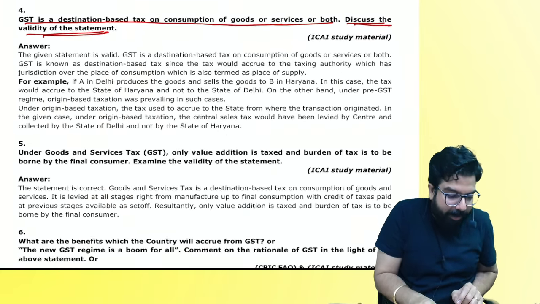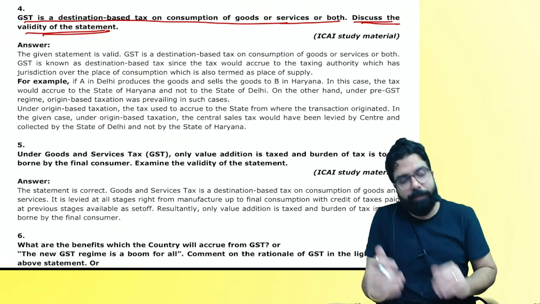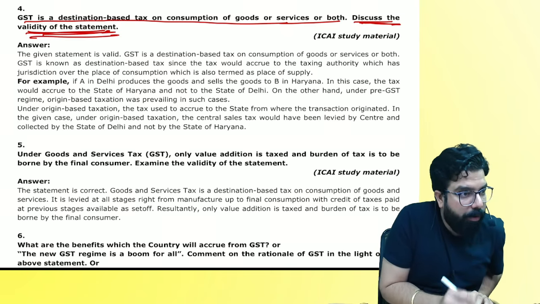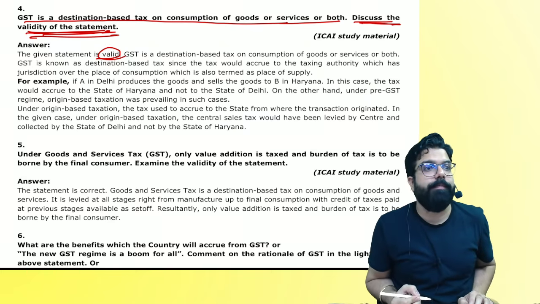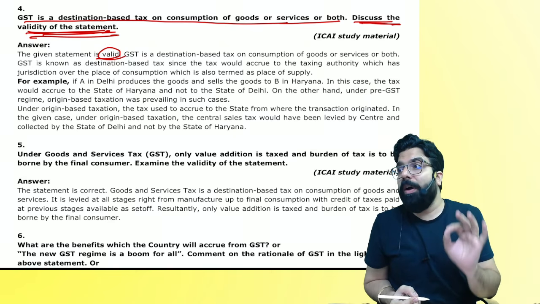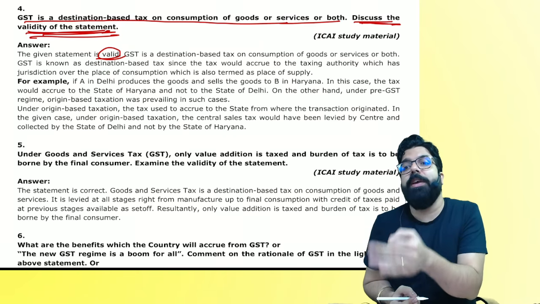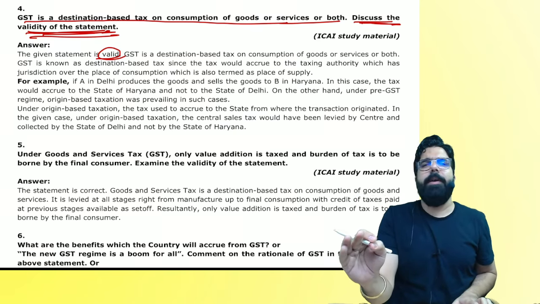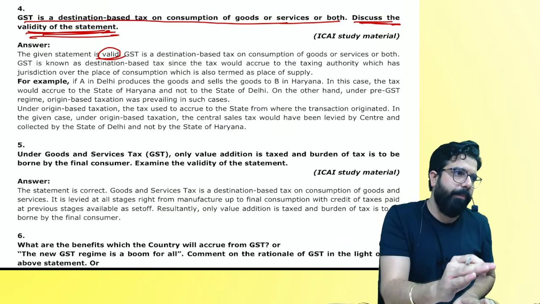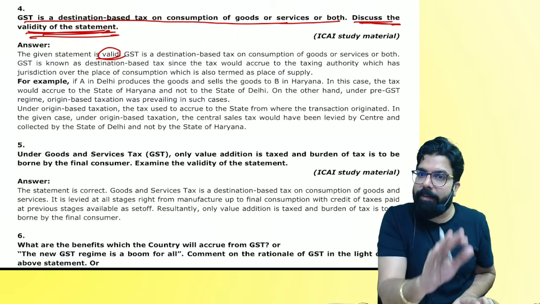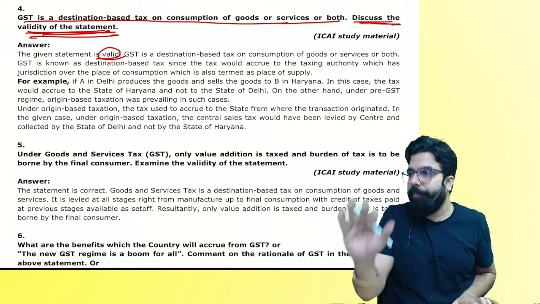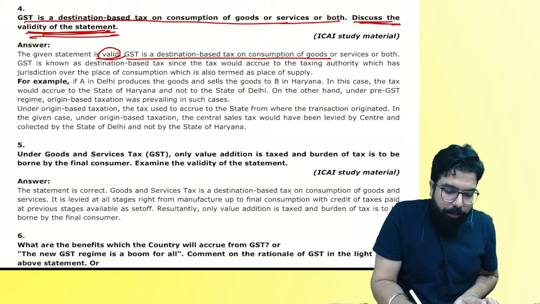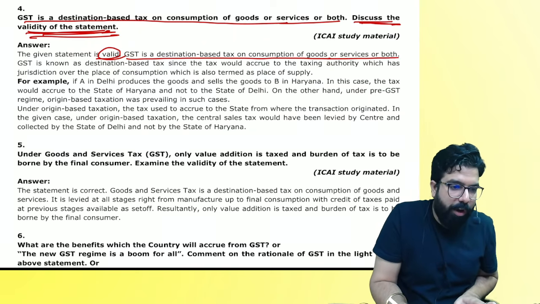See, now let's see the answer. And you tell me how much will you give yourself. See, they first ask whether the statement is valid or not. So how many of you said the statement is valid? Very good. First, if they are asking you validity or not, you have to say if the statement is valid or not. See, chapter number one, hardly do they ask a question. But still, learning can start from chapter number one also. Right, everyone? Now, GST is a destination-based tax on what, everyone? Consumption of goods or service or both.